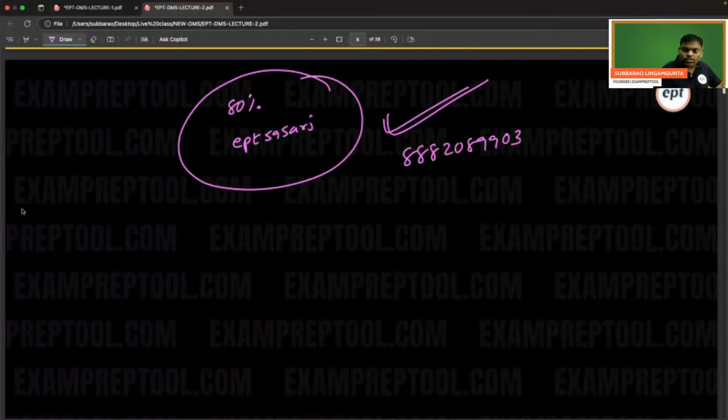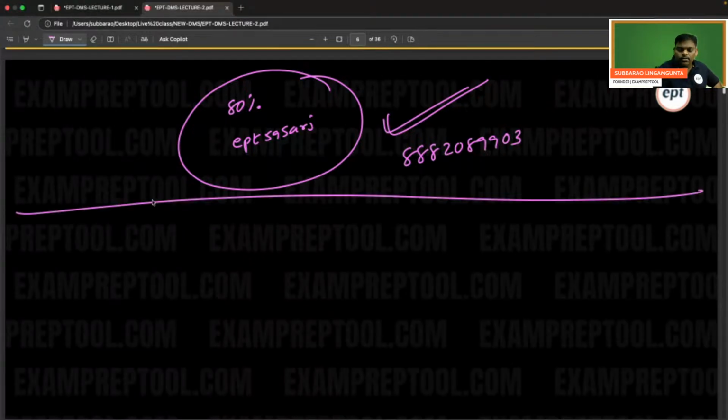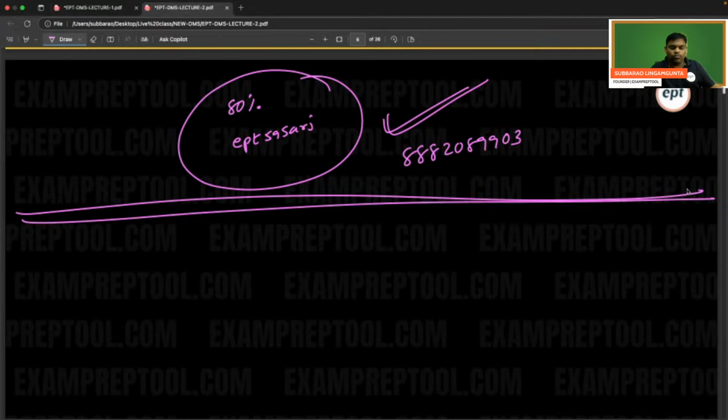In tomorrow's class, we will see first order logic. Now, whatever is going on is propositional logic.